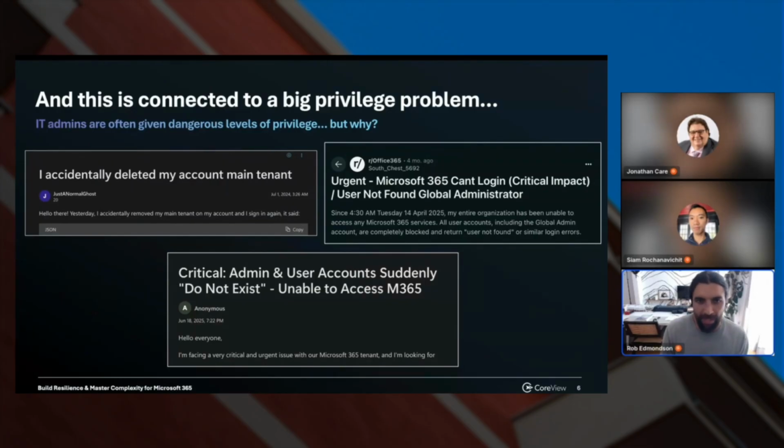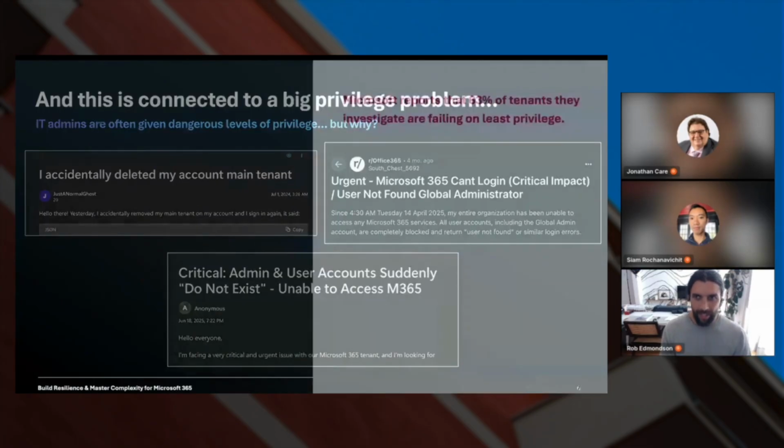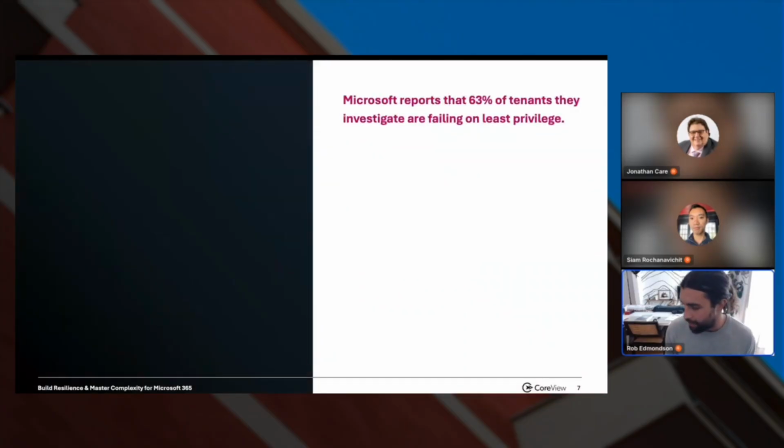And that privilege problem is that users often have far too much privilege. So Microsoft recently reported in one of their big reports that 63% of tenants they investigated are failing on least privilege. Thank you, Microsoft. Very helpful for you to let us know that. Why? Why is this happening? What I wanted to do is give you an analogy of a house.